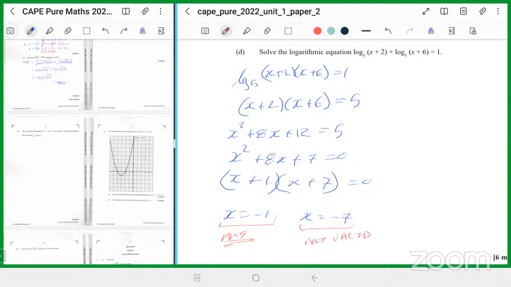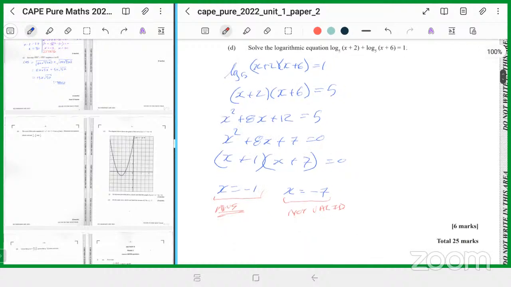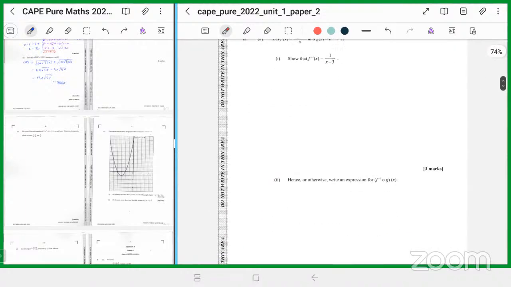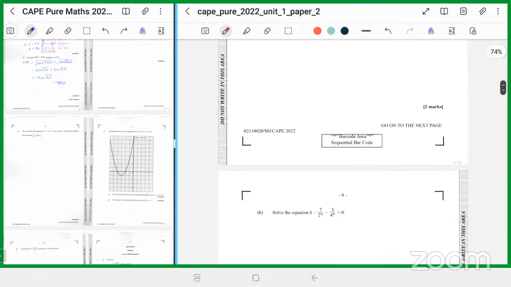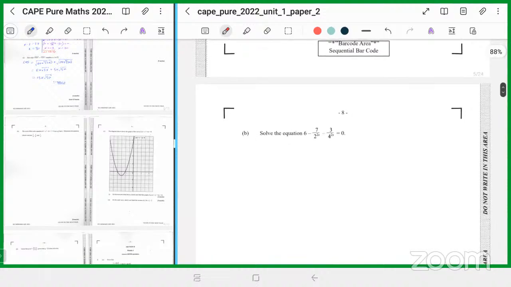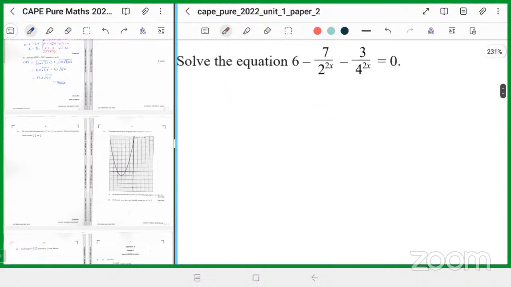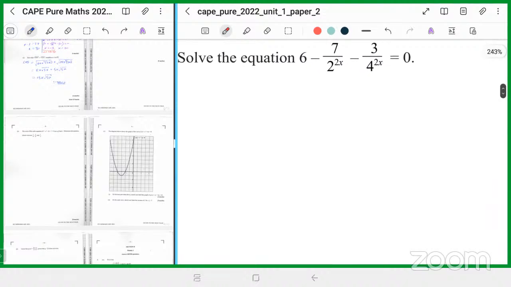That is it. That question is finished. That's pure maths. All right. See this guy's quadratic equation here. Let's do this one.